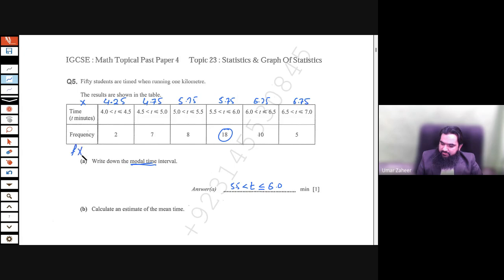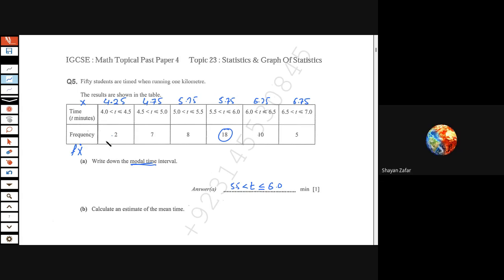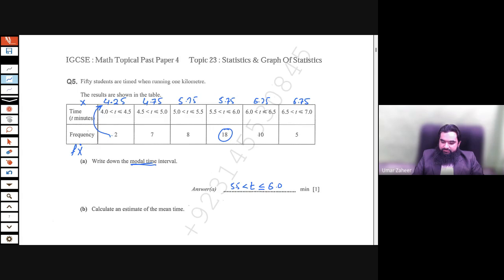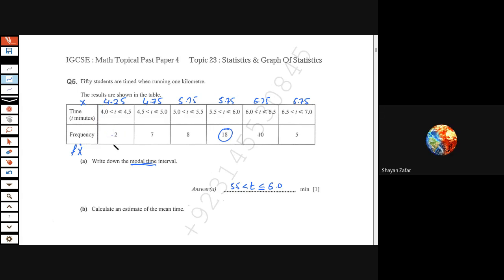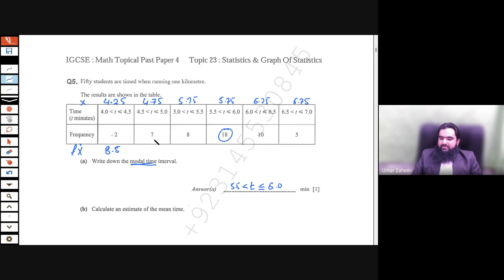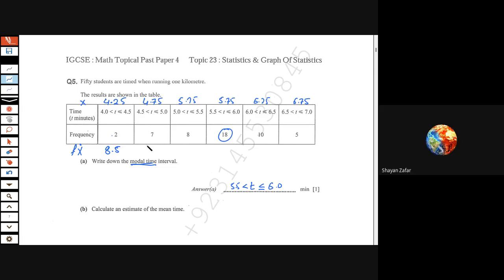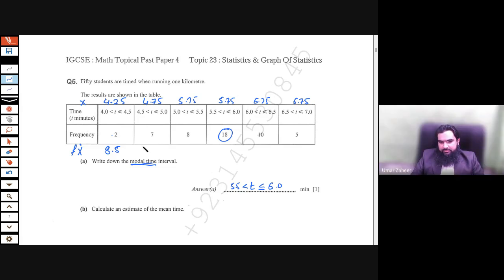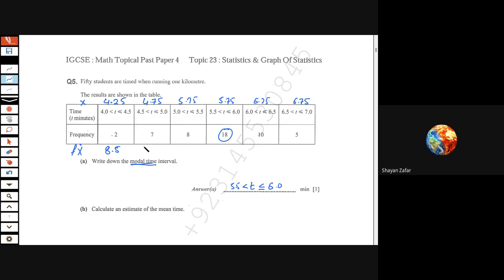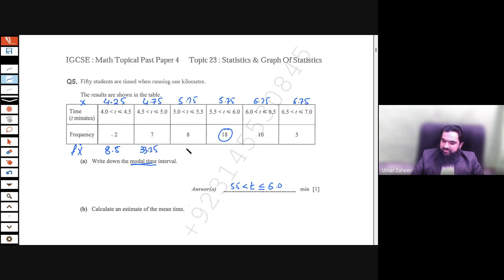Now find the product of frequency and midpoint. Yes, so 2 multiplied by 4.25, it will be 8.5. 7 multiplied by 4.75, it will be 33.25. Next, 8 multiplied by 5.75.